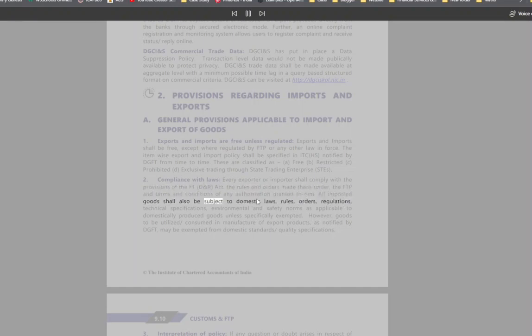All imported goods shall also be subject to domestic laws, rules, orders, regulations, technical specifications, environmental and safety norms as applicable to domestically produced goods unless specifically exempted. However, goods to be utilized/consumed in manufacture of export products, as notified by DGFT, may be exempted from domestic standards/quality specifications.